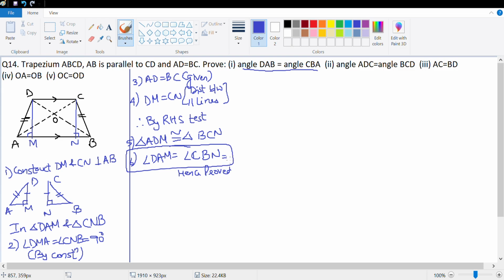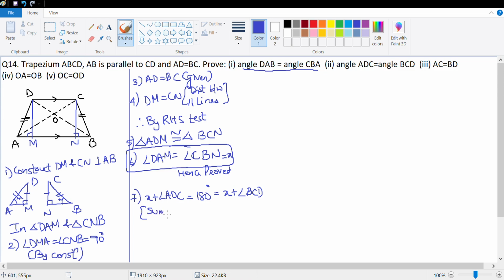Good. Let this be equal to X. So let this angle be X. This angle is also X. Let's see what we get from here. So number 7 would be X plus angle ADC is equal to 180 degree, which is also equal to X plus angle BCD. What's the reason?